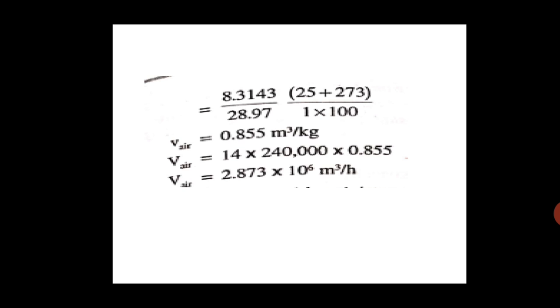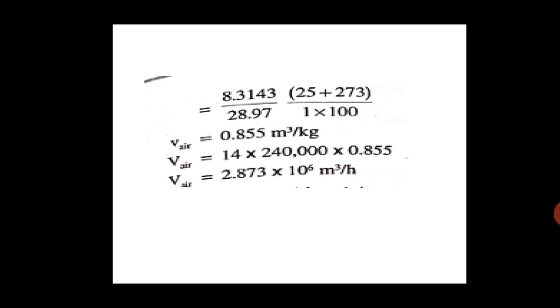If you can't remember this 28.97, I can give one more simple way. See, what is air? Air we consider as 80% nitrogen and 20% oxygen, right? So what you will do? 80% means 0.8 into nitrogen, N2, that is 28, so 0.8 into 28, plus 20% is 0.2 into 32. Oxygen is 32. So if you simplify this, you will get 28.97.